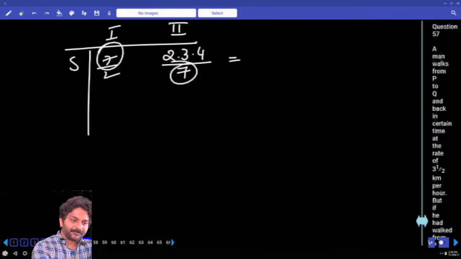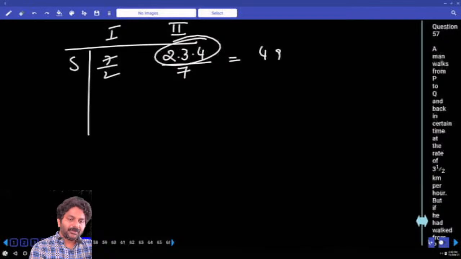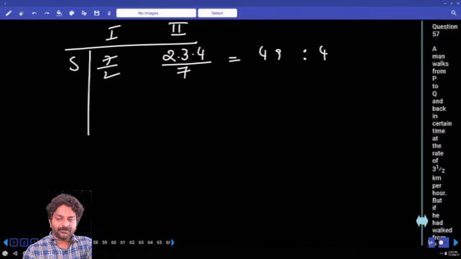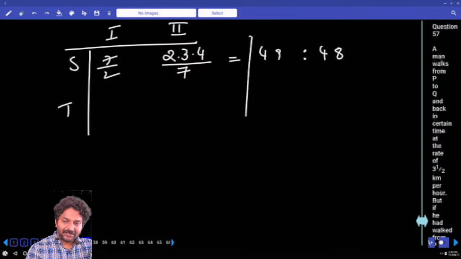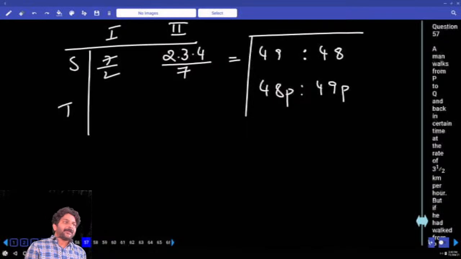7 into 7, 49. 2 into 3 into 4, 24, into 2, 48. That means speeds are in the ratio 49 and then 48. Then the time ratio must be inverse, which is 48 and then 49. First case it takes 48 parts. Second case it will take 49 parts. Correct? How much extra time is it taking now? 1 part.